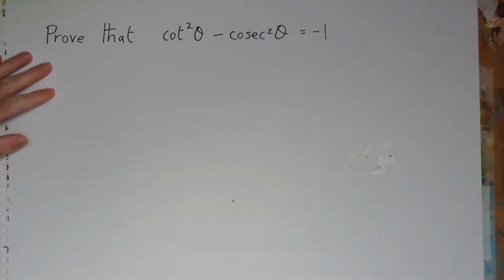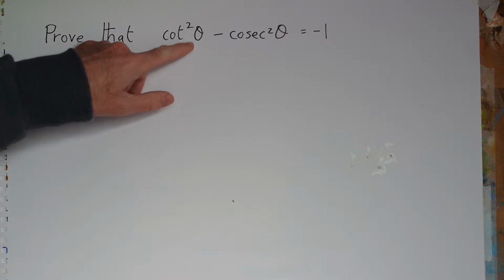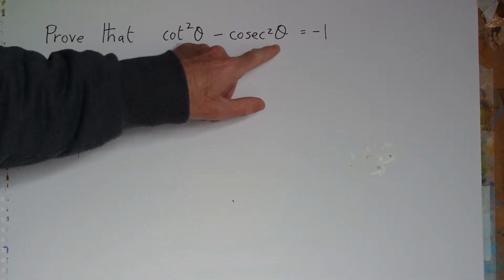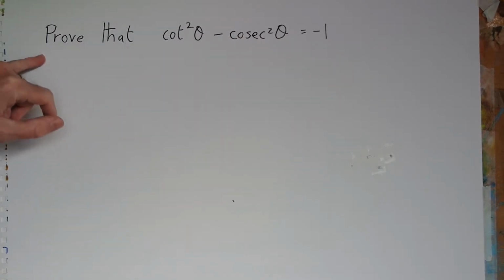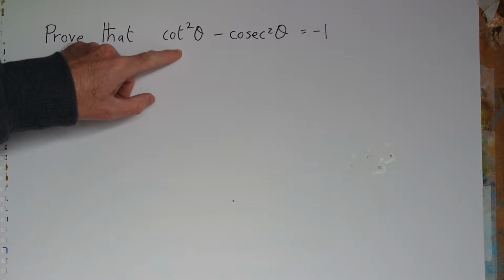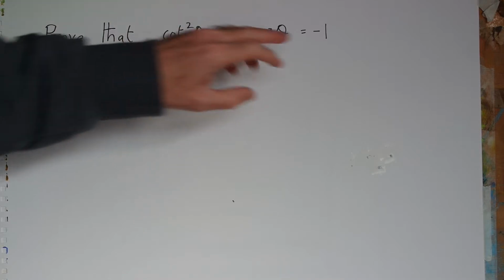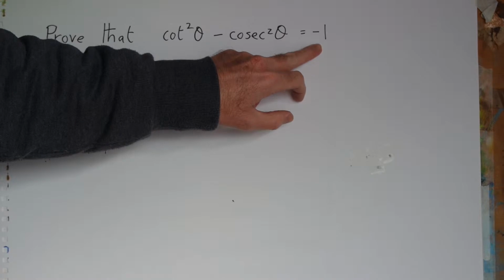Here the question asks us to prove that cot squared theta subtract cosec squared theta is equal to -1. When we do a proof, we typically start with the more complicated side and try to simplify it until it reaches, hopefully, a value equal to the right-hand side of the equation.